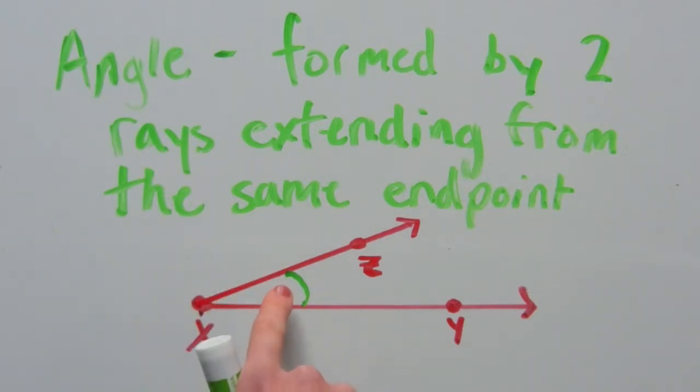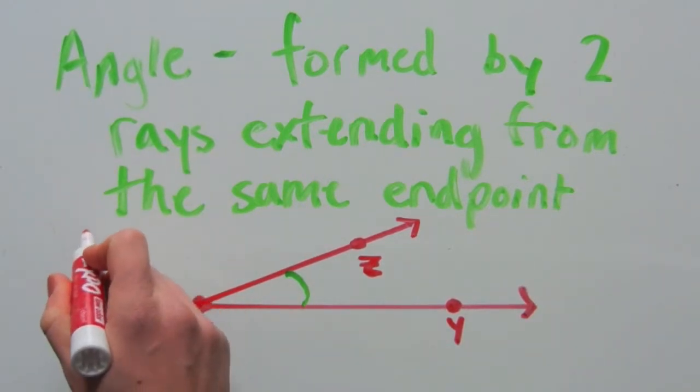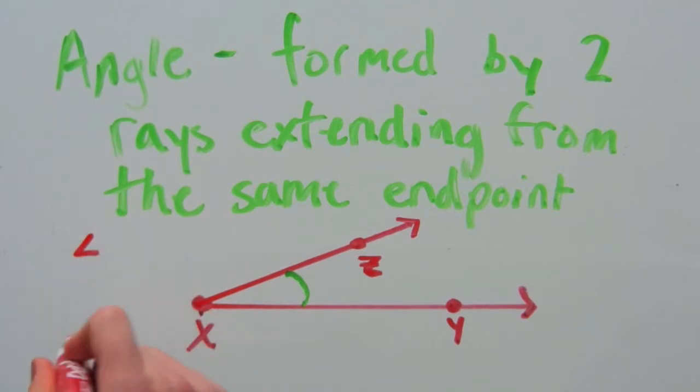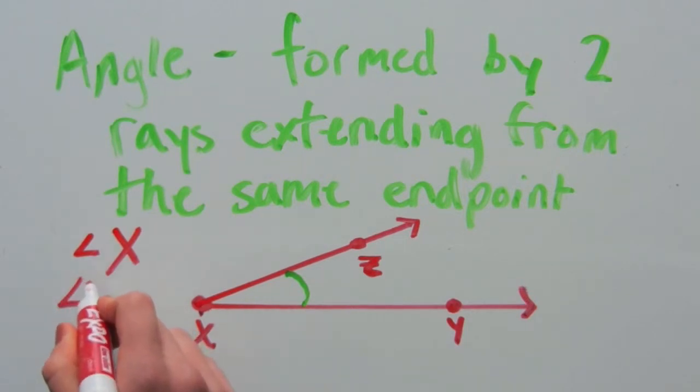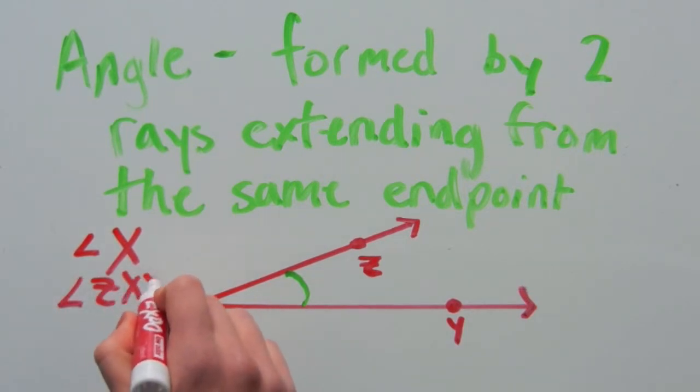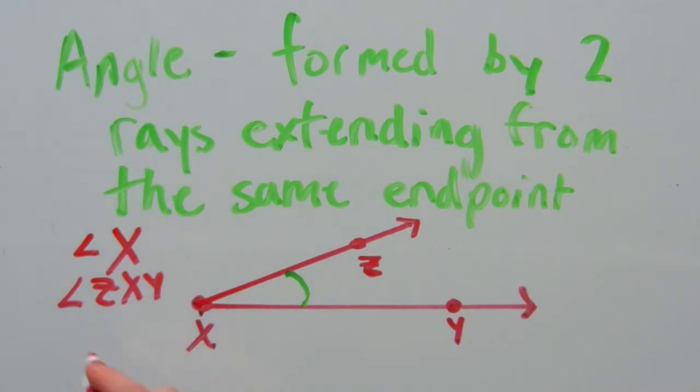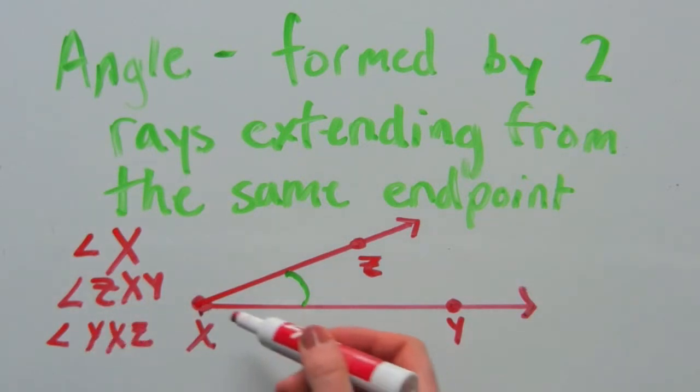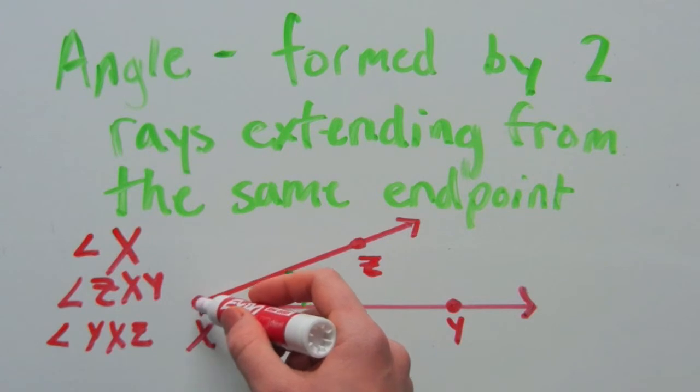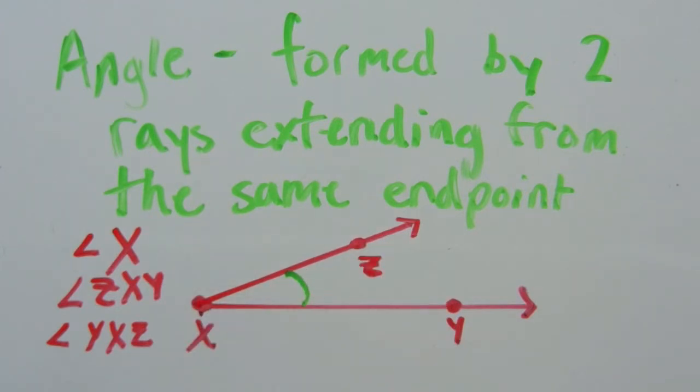So this angle, we can label this as angle, which is a little symbol that represents angle. We can label this as angle X. We can label this as angle ZXY. Or we can label this as angle YXZ. These last two being that X is in between Z and Y, because X is the endpoint of those two rays and it represents the angle that we're measuring.